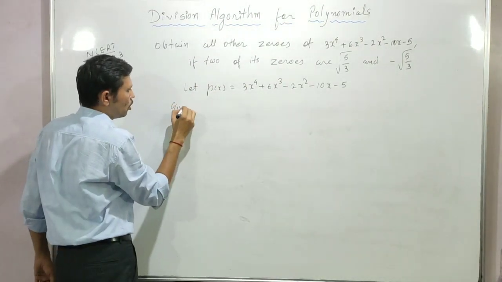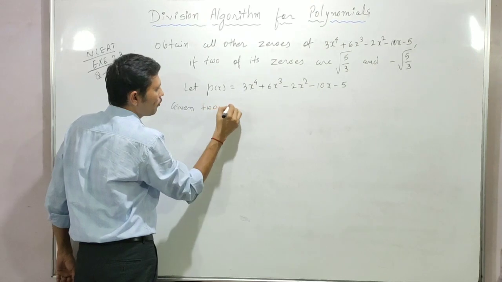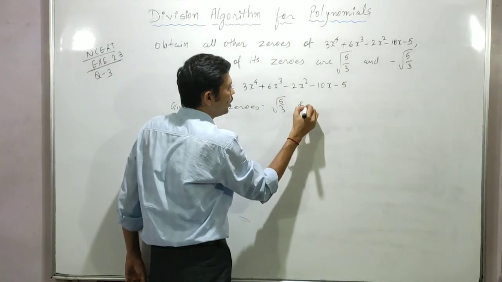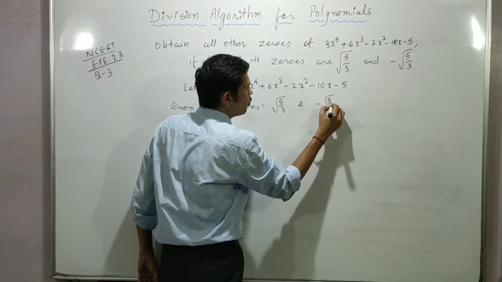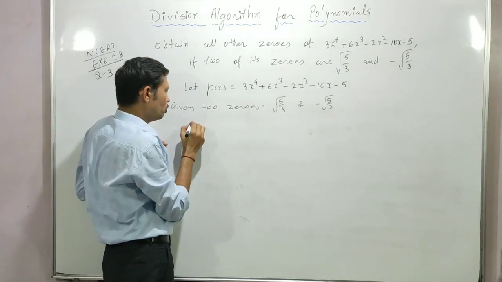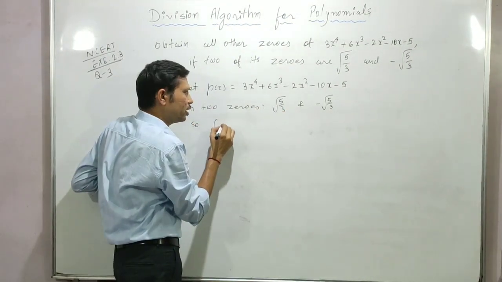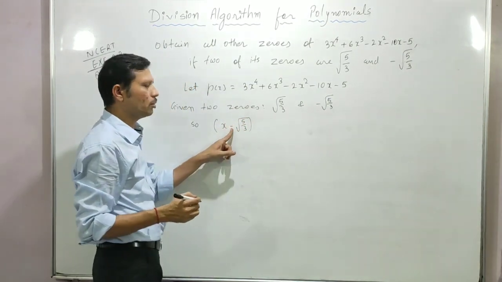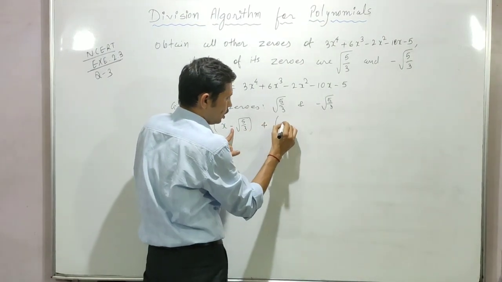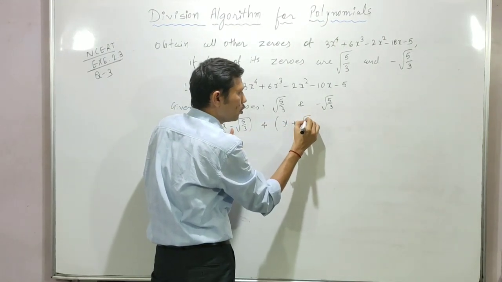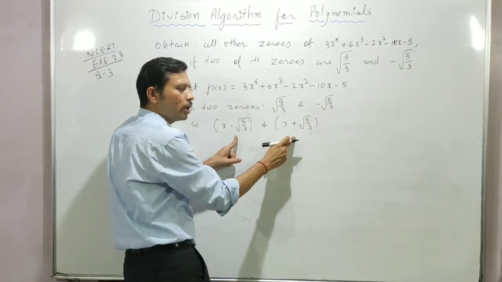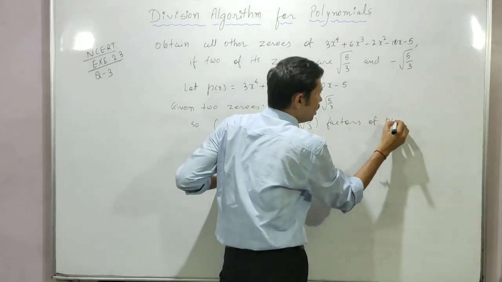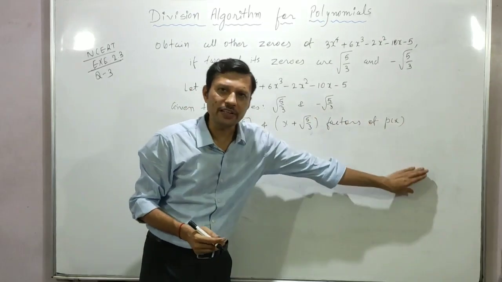Now the given two zeros are root 5 by 3 and minus root 5 by 3. So for root 5 by 3, the factor is x minus root 5 by 3. Children, if the zero is positive then in the factor there will be minus, and if it is minus then plus root 5 by 3. These two are the zeros, so these two are the factors of our polynomial p of x. So their product will also be a factor.